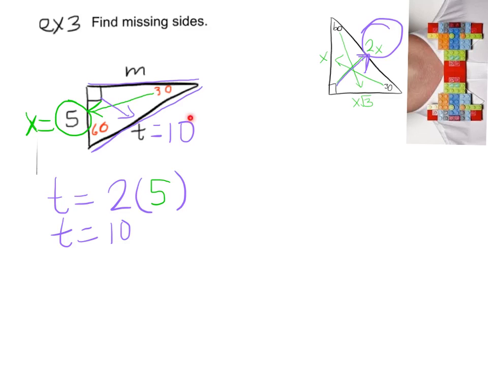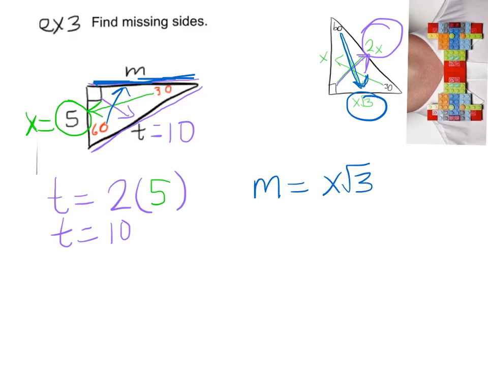Alright, now that I found the hypotenuse and the side across from the 30-degree angle as my x, I should be able to find m. I'm going to change that color to blue so we can see it a little bit better. M is the value across from the 60-degree angle. Across from the 60-degree angle is x square root 3. So m is x square root 3.